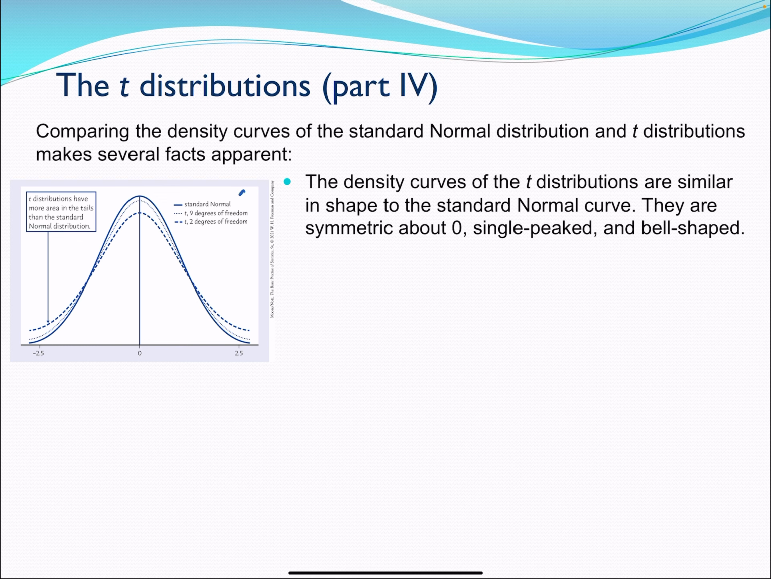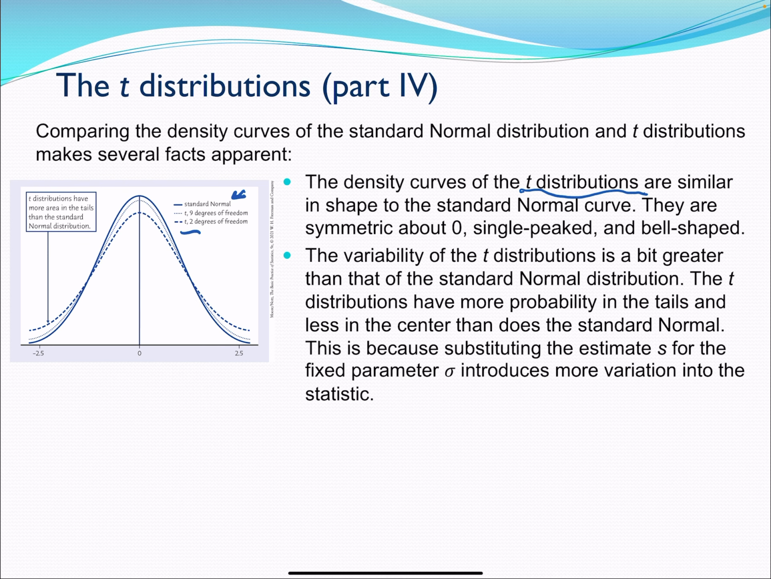Here in a solid line, that's our normal distribution. That dotted line is our 9 degrees of freedom t-distribution, and that t2 has 2 degrees of freedom. So here we have the density curves of our t-distributions. They're similar to our normal curve, but not exactly the same. The variability of the t-distribution is a bit greater than that of our normal distribution, and the t-distributions have more probability in the tails, right? They've got bigger tails than the standard normal distribution.